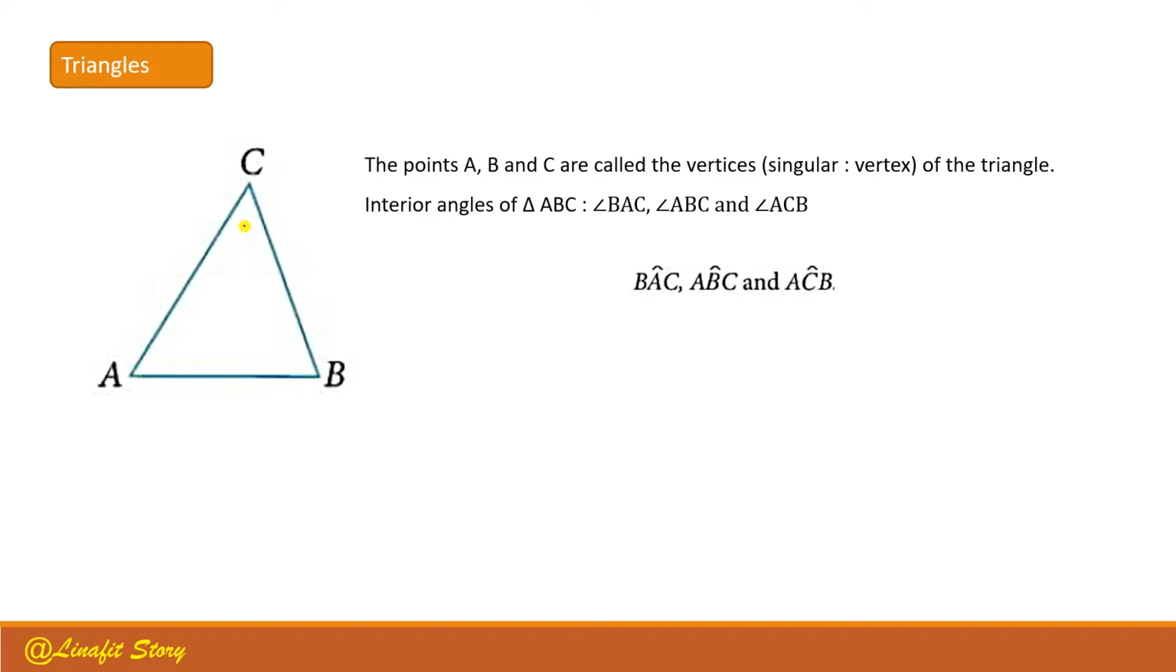The points A, B, and C are called the vertices, or singular vertex, of the triangle. The interior angles of triangle ABC are BAC, ABC, and ACB. Another way to label the angle is here. This is angle BAC, angle ABC, and angle ACB.